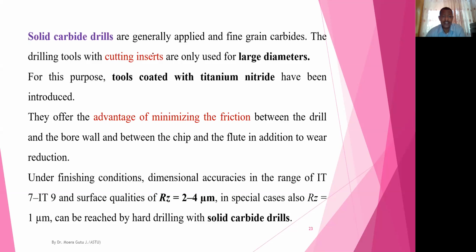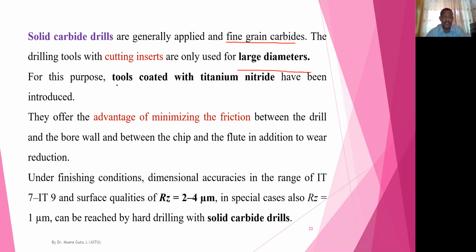So solid carbides are generally applied in fine grain carbides. In drilling hard materials, you can use solid carbides with fine grain carbides. So the fine grains, the coarse grains, determine the strength and the hardness of the material of the cutting tool. The drilling tools with cutting inserts are only used for large diameters. Otherwise, you can use solid drill bits for machining small holes.